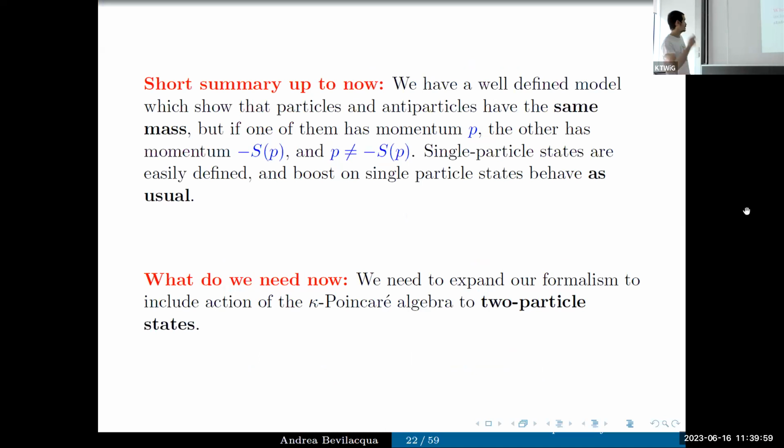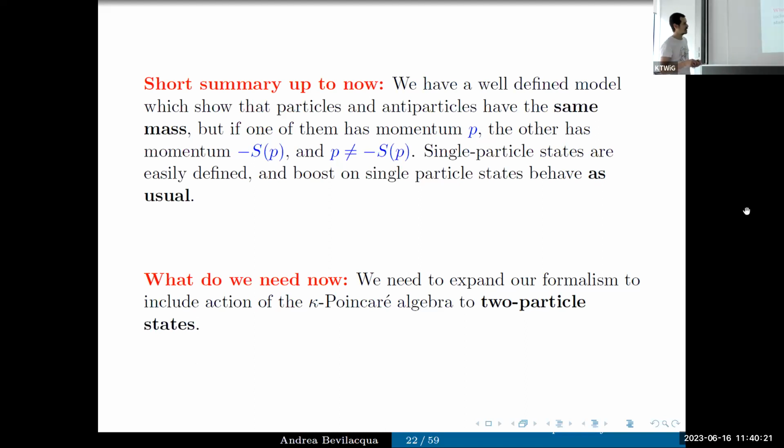So, short summary up to now, what do we have? We have a well-defined model which shows that particles and antiparticles have the same mass, but if one of them has momentum P, the other has momentum minus S of P, and P and minus S of P are different. Single particle states are easily defined, and boosted single particle states behave as usual. So for now, everything works out.